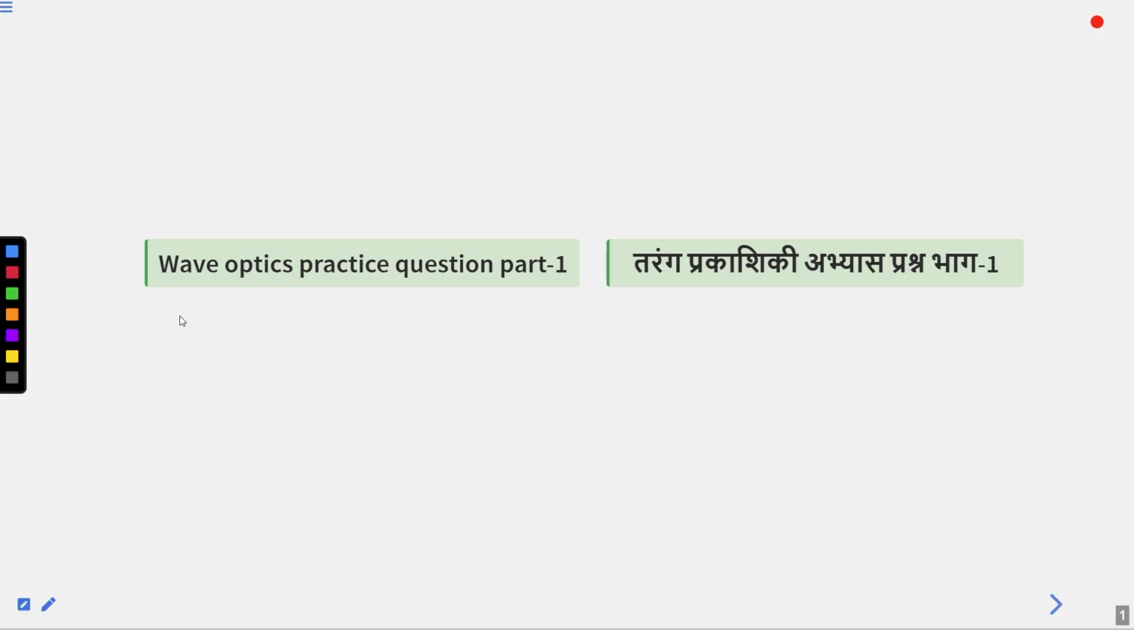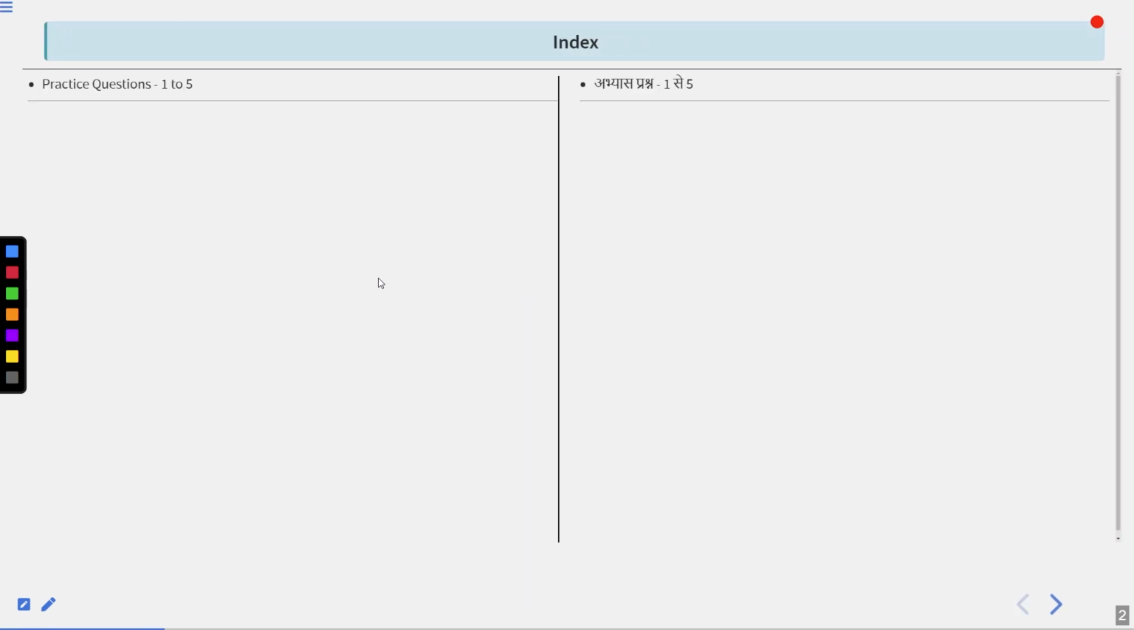Hello students, in today's lecture we will solve some practice questions based on wave optics, and this is practice question part 1. The questions which we will solve in today's lecture are first to fifth.